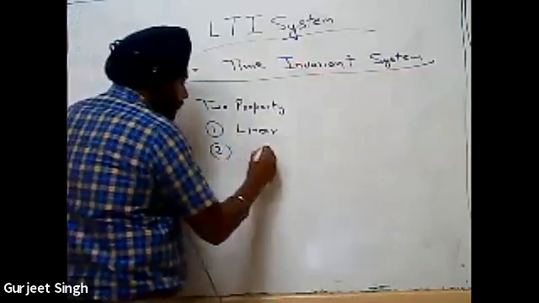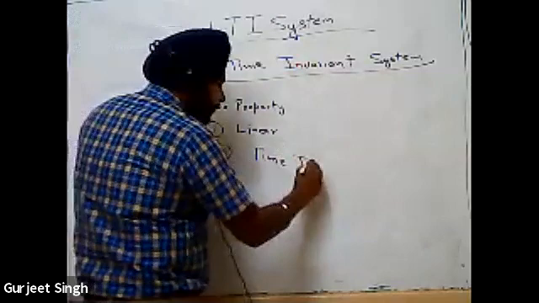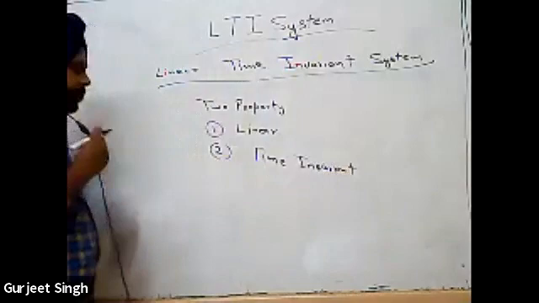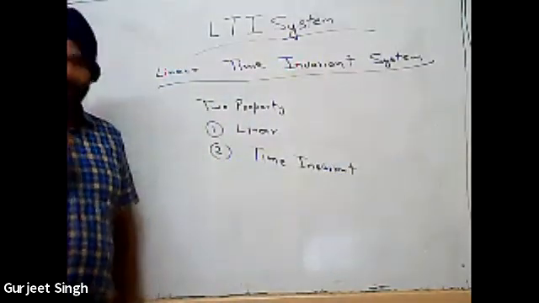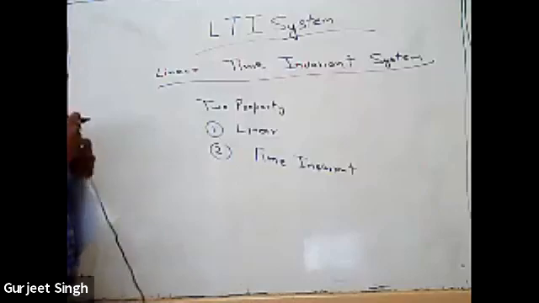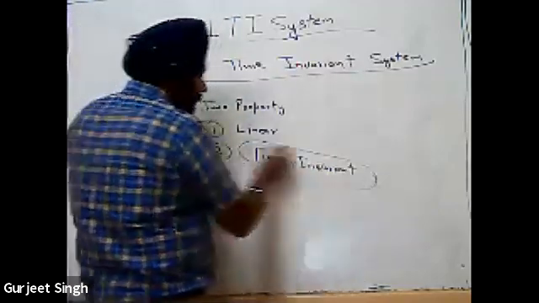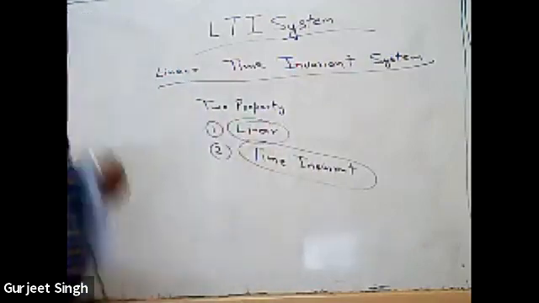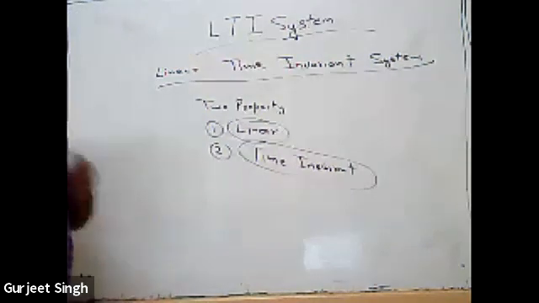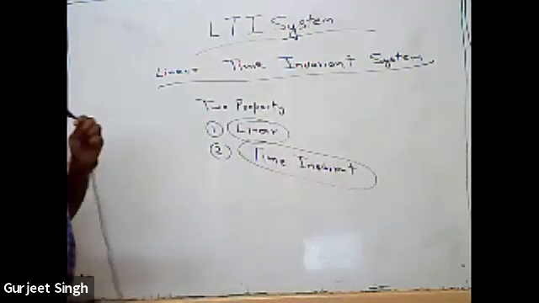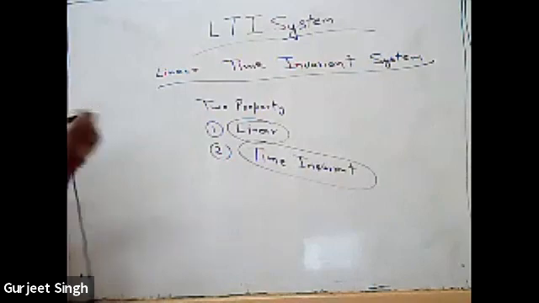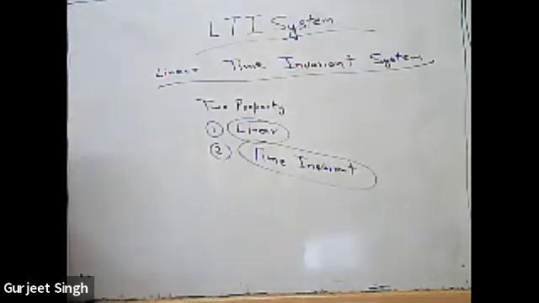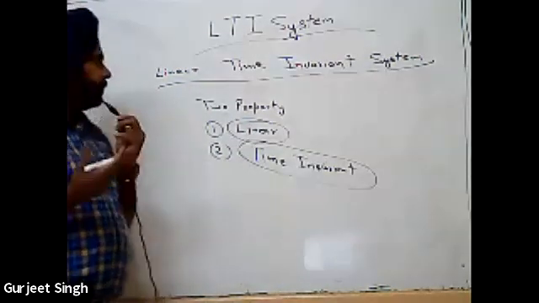Second, it obeys the property of time invariance, means the input-output characteristics do not change with time. That system is called the time invariant system. First one is a linear system, that obeys the principle of linearity. So we have an LTI system which obeys these two properties: the linearity property and the time invariant property.